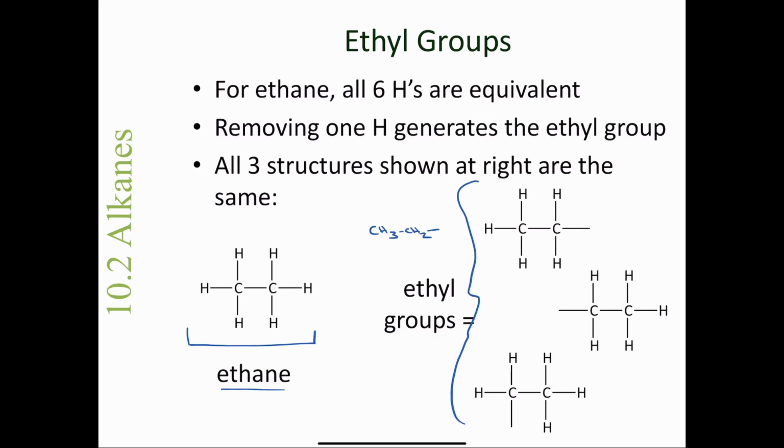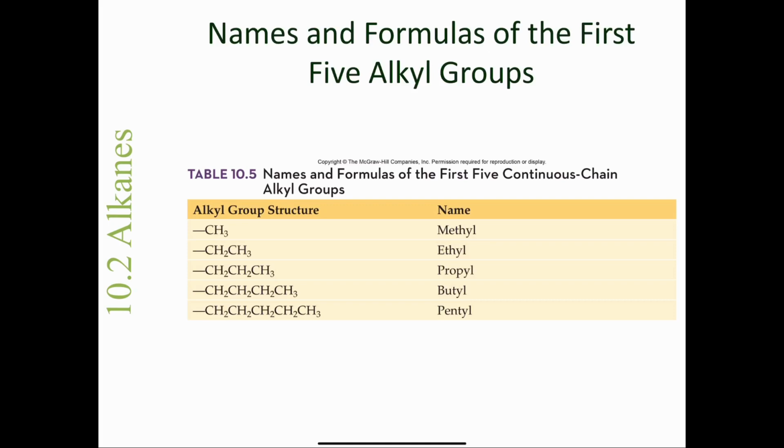And if you're wondering, are these different because I've taken off different hydrogen atoms? The answer is no. These are all the same. Every single one of these represents CH3CH2. And here we have it in table form, the names and formulas of the first 5 continuous chain alkyl groups. We have the methyl group, the ethyl group, propyl, butyl, and pentyl groups.